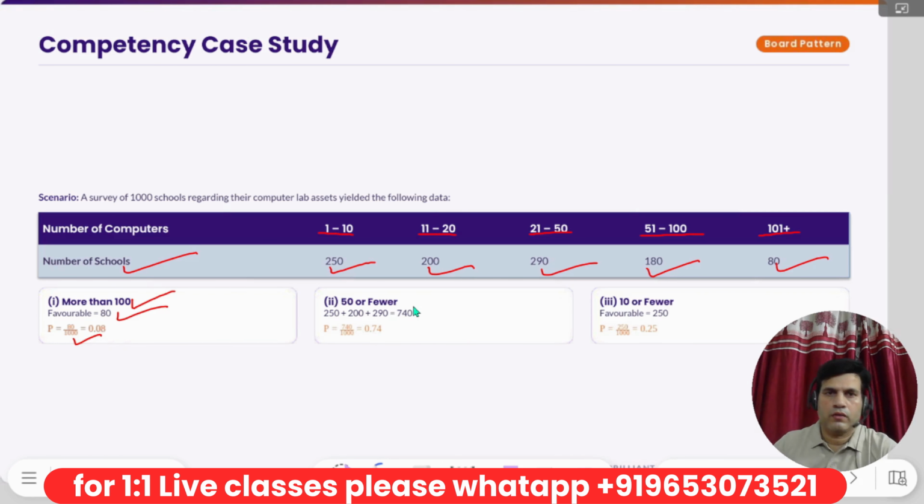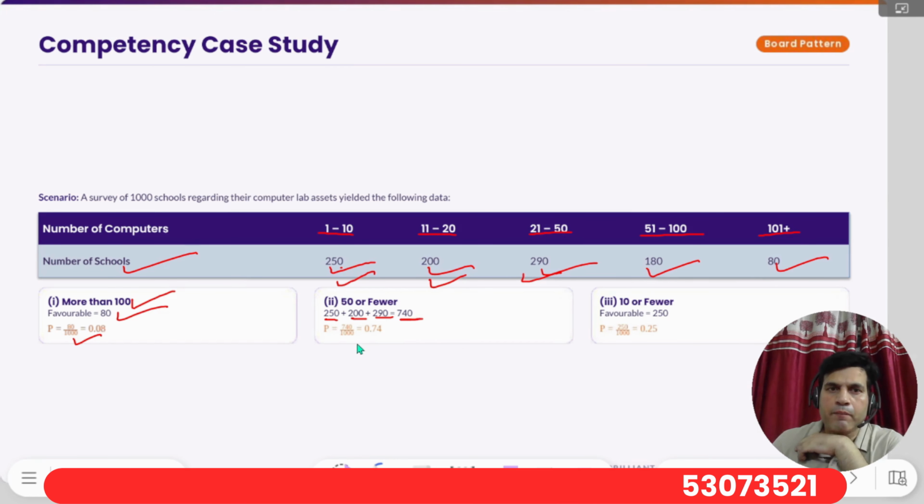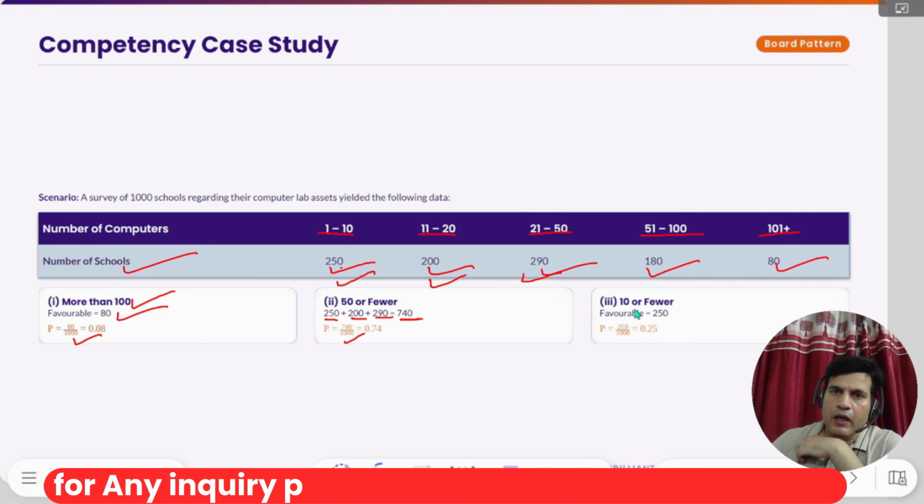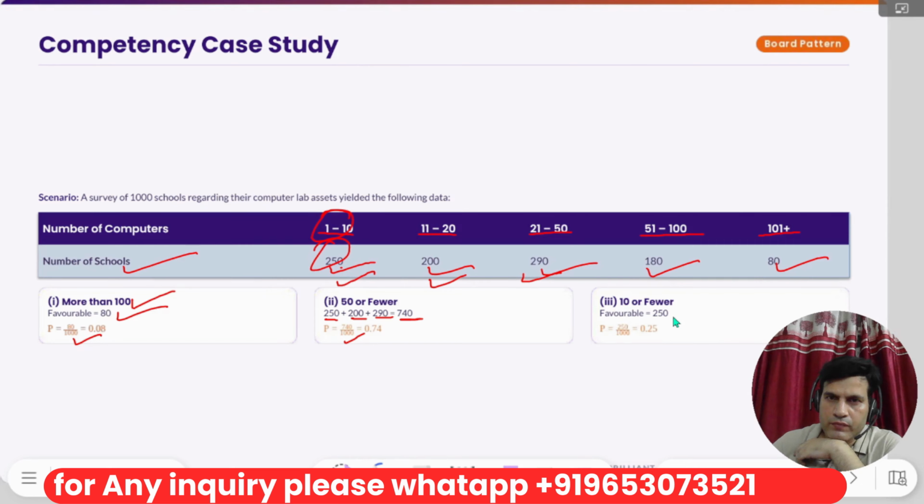So 80 upon 1000. Now, 50 or fewer, how much is that? It's 250, 200 and 290. So these three will come in the part. That is a total of 740 upon 1000. And 10 or fewer, we have only one, that is 250. So 250 upon 1000, that is 0.25.